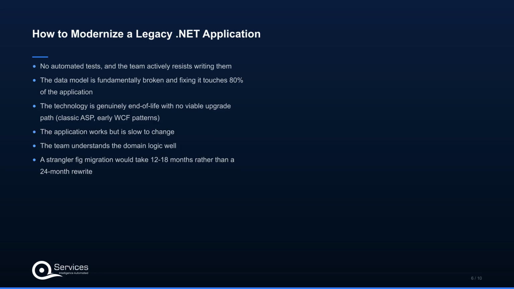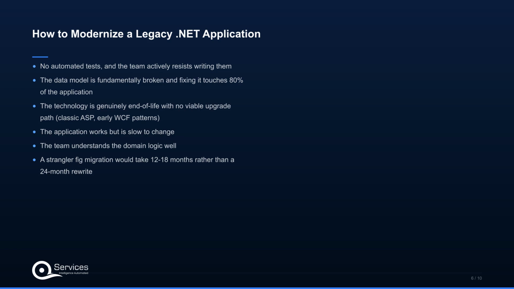Let's talk about how to modernize a legacy .NET application. Most legacy app modernization projects begin with a working but painful system on .NET Framework 4.x that needs to move forward without pausing feature delivery. That constraint shapes every decision. You can't tell stakeholders the app is down for 18 months while you rewrite it.